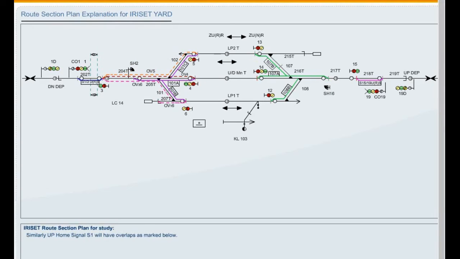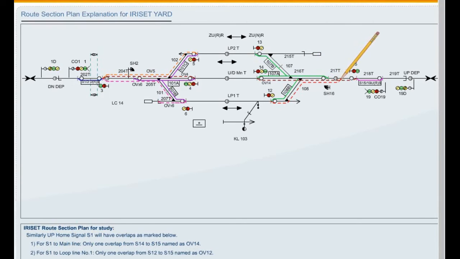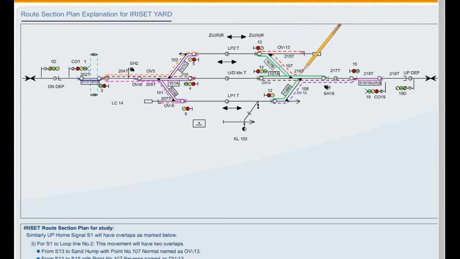Similarly, up home signal S1 will have overlaps as marked below. For S1 to main line, only one overlap from S14 to S15, named as OV14. For S1 to loop line number 1, only one overlap from S12 to S15, named as OV12. For S1 to loop line number 2, this movement will have two overlaps. From S13 to sand hump with point number 107 normal, named as OV113. From S13 to S15 with point number 107 reverse, named as OV213.